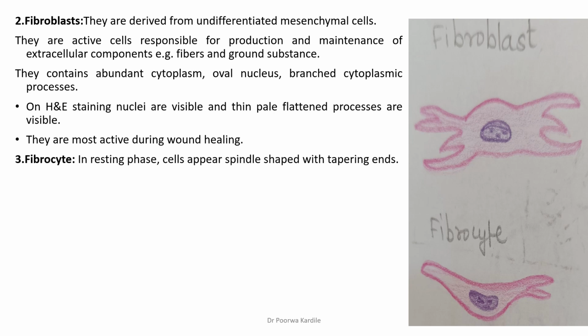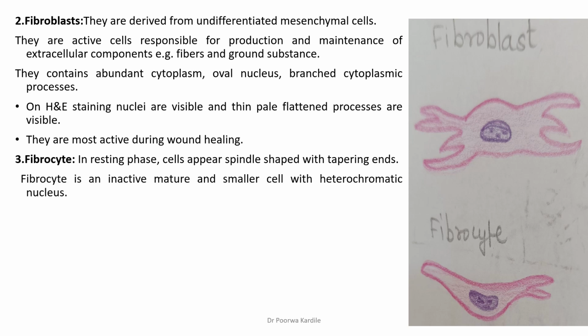Then the fibrocyte. In the second diagram we can see fibrocytes in the resting phase. They appear spindle shaped, meaning they are fusiform. There is a bulging central part and the ends are tapering. It is inactive and mature, and these are smaller cells with a heterochromatic nucleus.